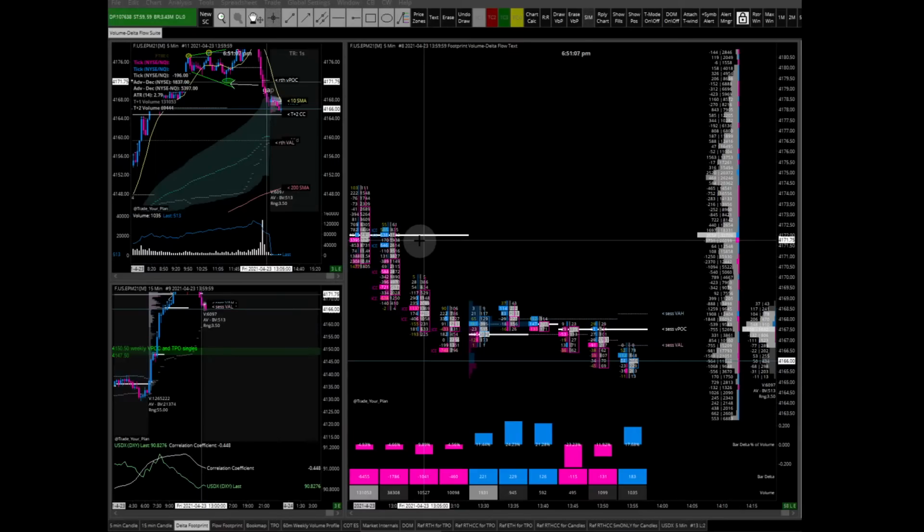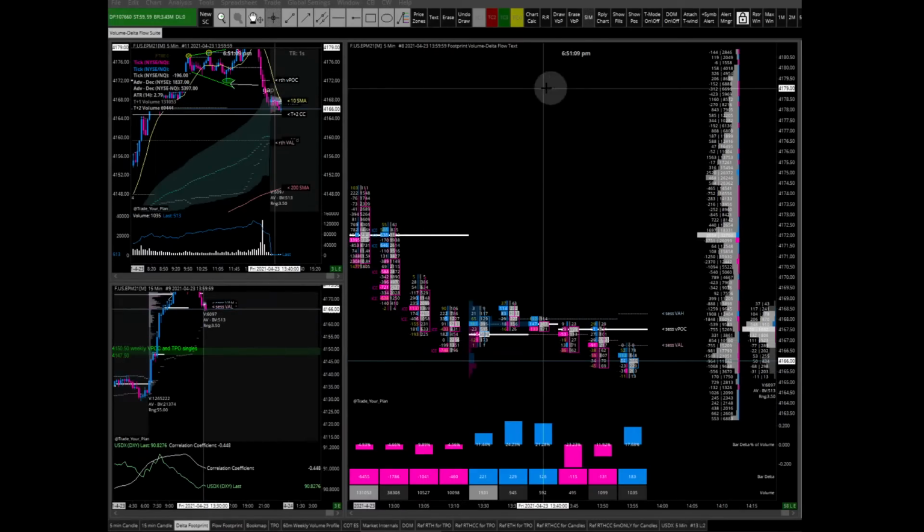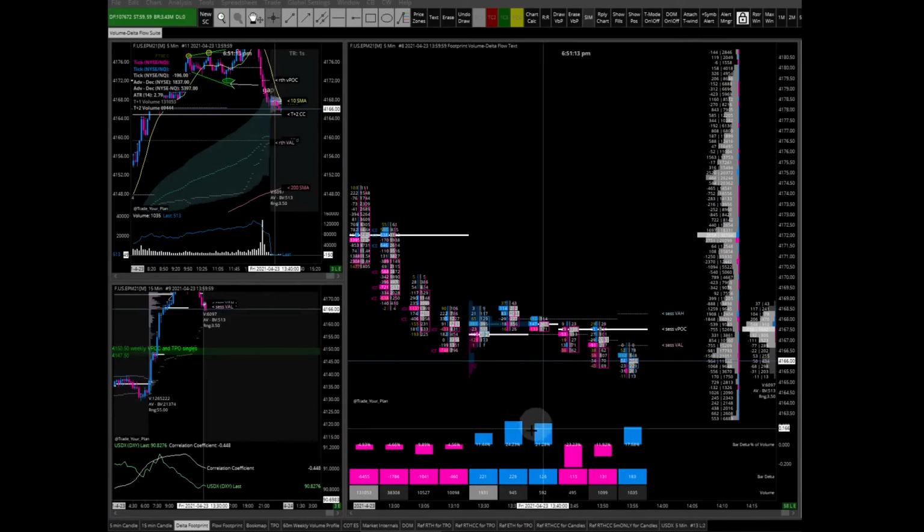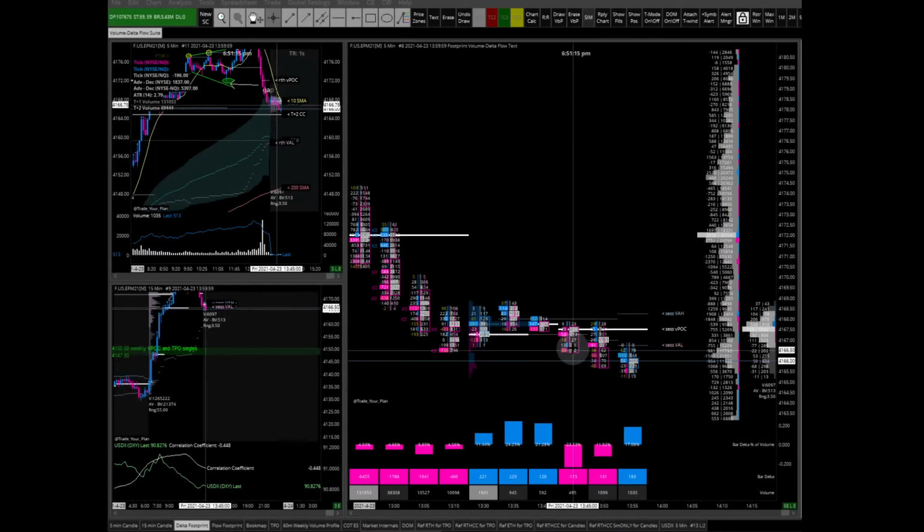Enough of that. I don't even know where I was. I was just giving a scenario for next week and how I might look at it. But overall, markets are kind of bullish.